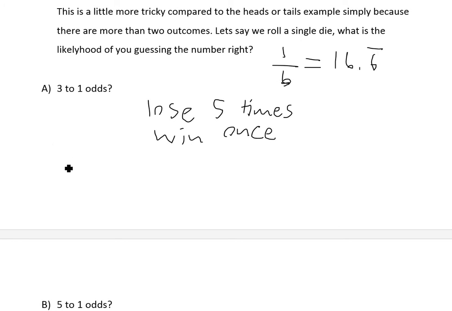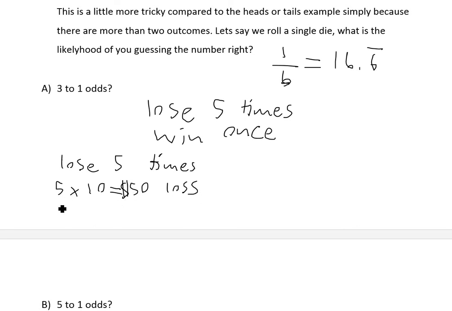So let's see what happens. Let's say you bet 6 times. On average, you're gonna lose 5 times, and you're gonna win once, right? So what happens is you're gonna lose 5 times $10, because that's the amount of money you bet. You're gonna be losing $50. $50 loss. I'm gonna put a loss there.